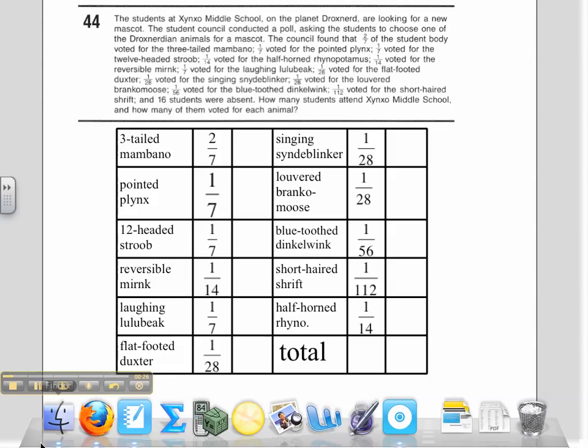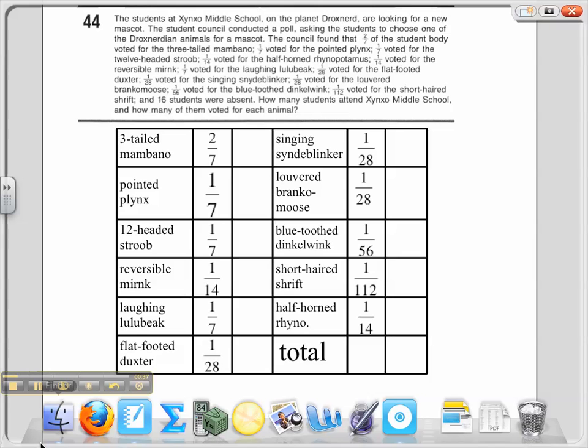From here, I'm going to look at my chart and decide what might be the easiest thing. I know that I'm working with fractions, so if I find a common denominator for each, I think that might help me out. So I'm looking through and I realize that this denominator of 112 is divisible by 7, 14, 28, and 56. So I'm going to make equivalent fractions for each one of these.